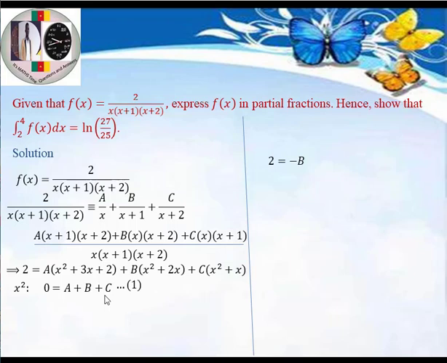So let's equate the next coefficient, which is the coefficient of x. On the right, what's the coefficient of x?